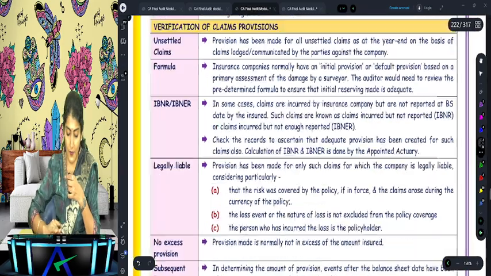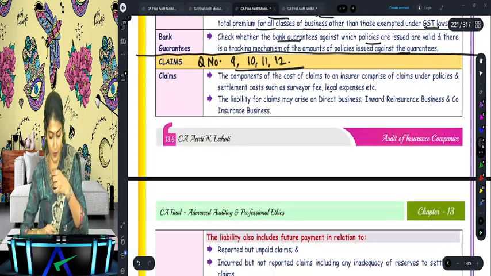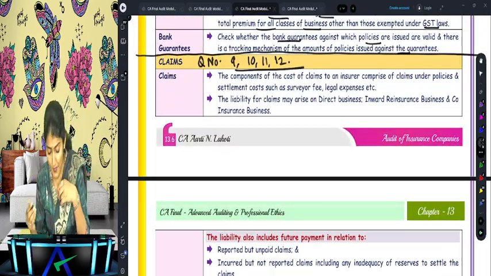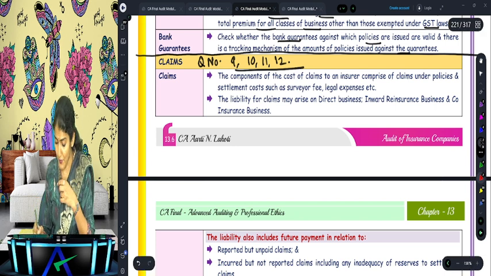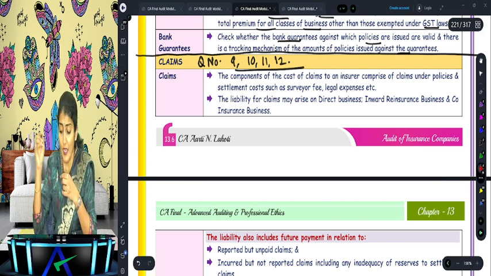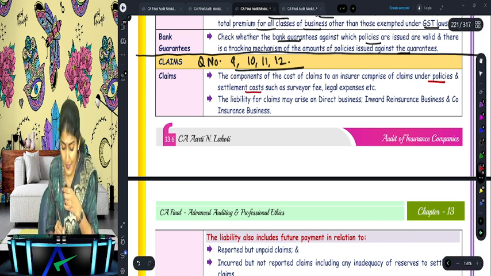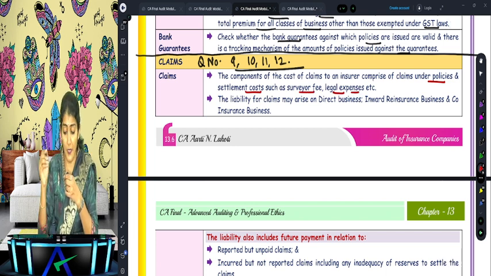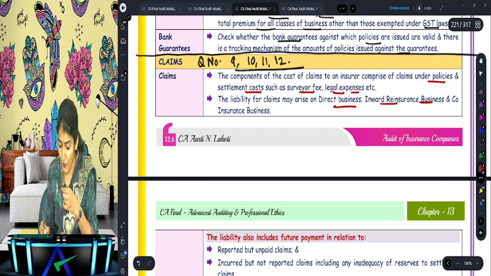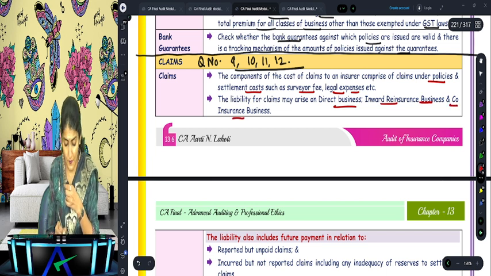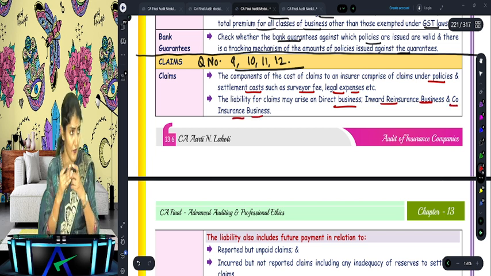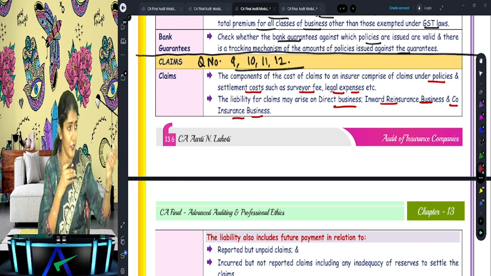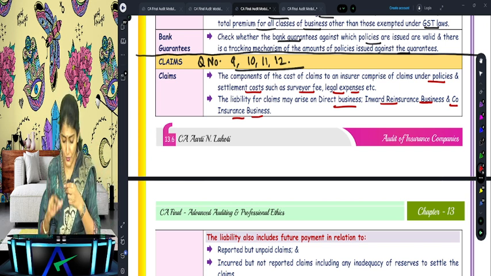Okay, right. So let's come first to the registers and records. What is a claim over there? The cost of claim to an insurer comprises the claims under policy and settlement costs such as surveyor fee, legal expenses, etc. And claims can come from three sources: direct business, inward reinsurance, and co-insurance business. If you have done any reinsurance, you will have to pay the claim. In co-insurance, you will have to pay to the extent of your share, and then you have the direct insurance also.